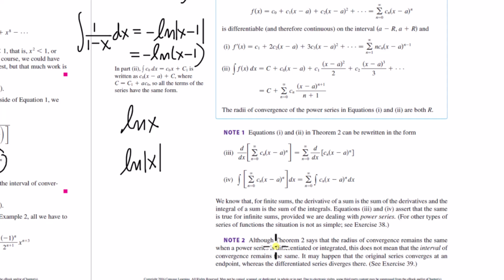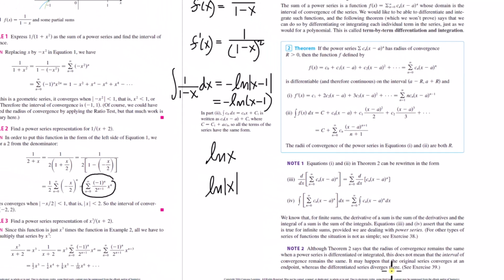Okay, note 2, although theorem 2 says that the radius of convergence remains the same when a power series is differentiated or integrated, this does not mean that the interval of convergence remains the same. It may happen that the original series converges at an endpoint, whereas the differentiated series diverges there. So you have to recheck the endpoints after you integrate or differentiate a power series.